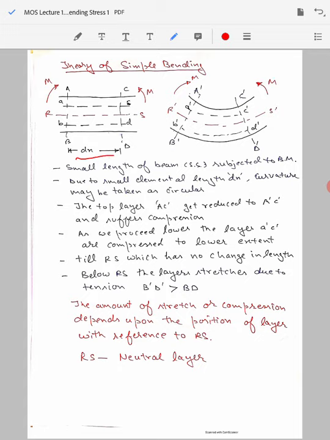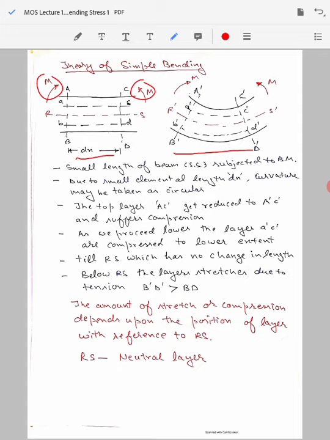Now the moment that is being applied is shown here as M, which is trying to bend this beam, and because of this applied bending moment, this elemental length of the beam will take the shape of a circular arc. Because this elemental length dx is very small, we can assume that this is a perfectly circular shape that is obtained after the deformation of the beam because of the applied bending moment M.